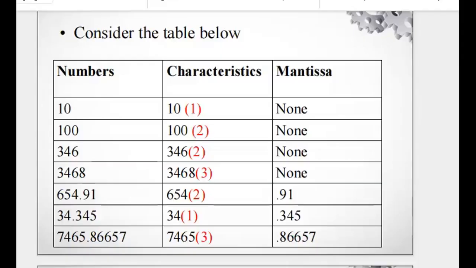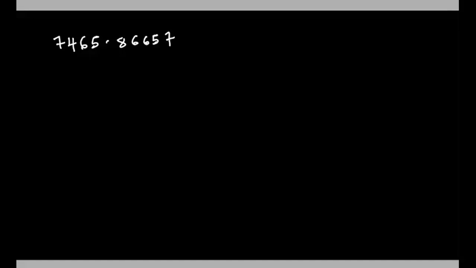So the last number is 7465.86657. Now, as we now know that the mantissa is just the decimal part only, let's see a different color. Yes, the decimal part is just this. So I can say that the mantissa is equal to 0.86657.